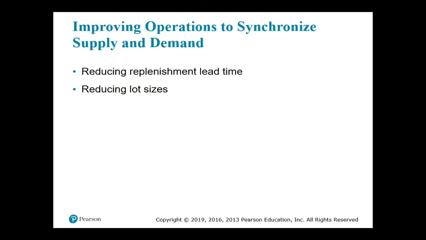Reducing lot sizes will decrease distortion. Large lot sizes are generally generated because of fixed costs, so if we can eliminate these fixed costs, that will significantly reduce lot sizes. So these would be reducing fixed costs associated with placing an order, transportation of an order, and receiving an order.